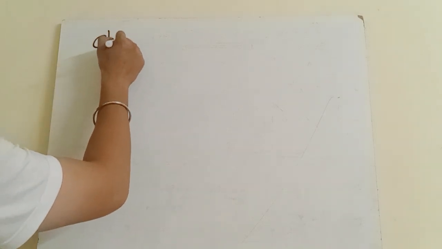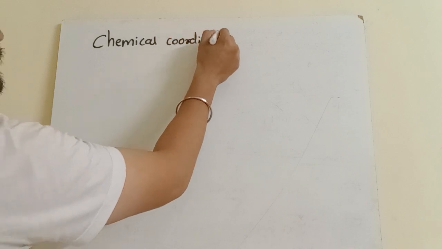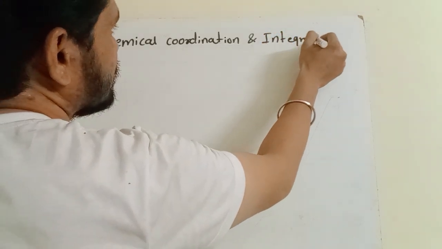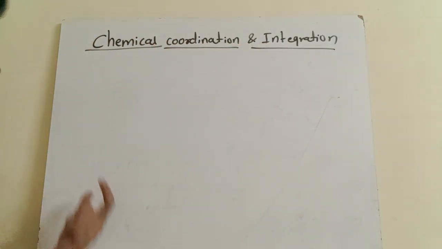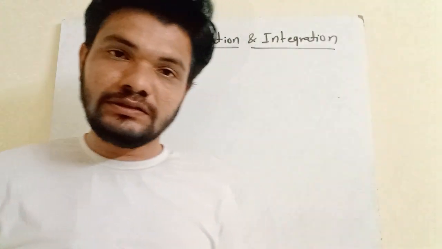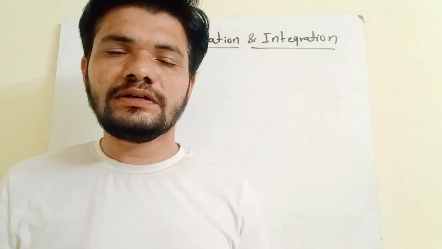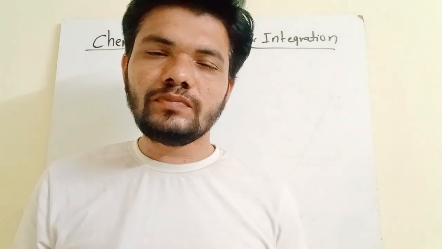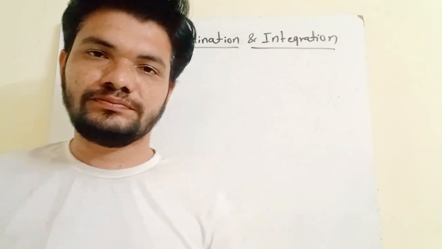So let me just give the heading of this chapter, which is chemical coordination and integration. By the name, you can understand the meaning of the topics which will be covered in this chapter. This chapter basically talks about the hormones and the endocrine glands which are present in our body.